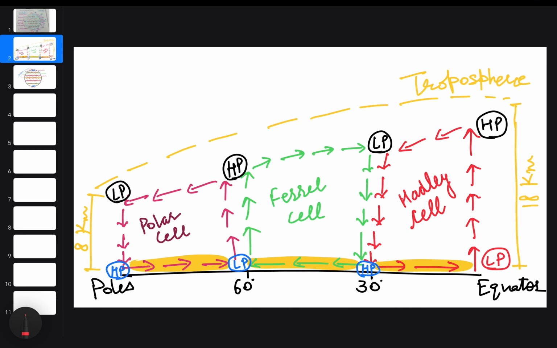From the equator to 30 degrees, this is known as the Hadley cell, between 30 and 60 degrees it is known as the Ferrel cell, and from 60 degrees to the poles it is known as the polar cell.